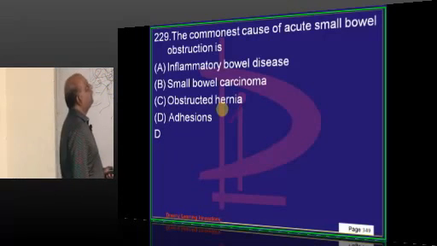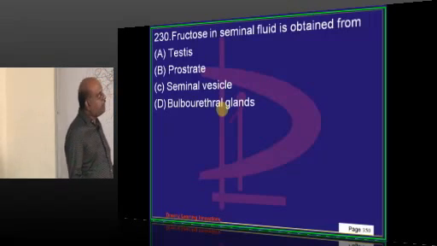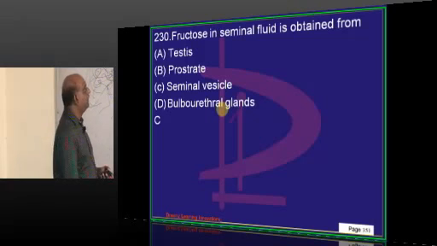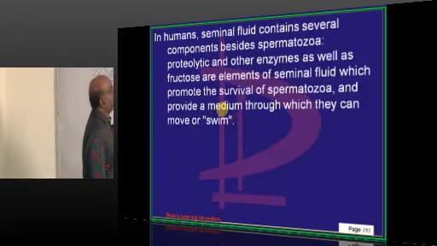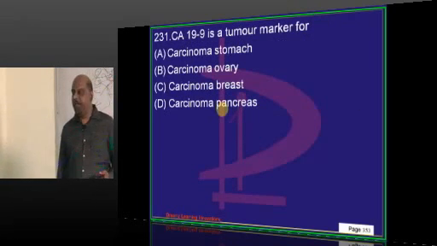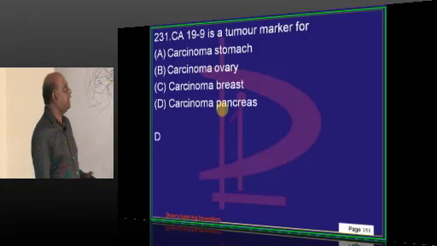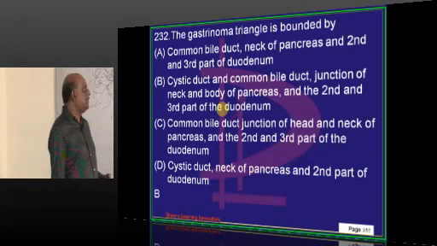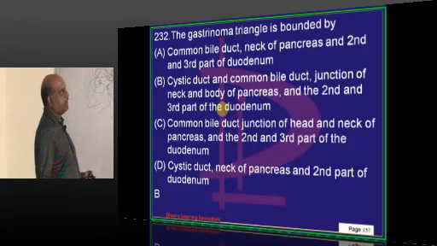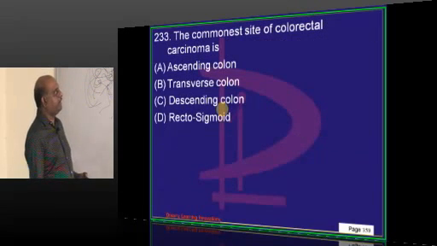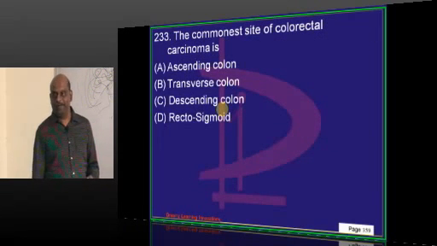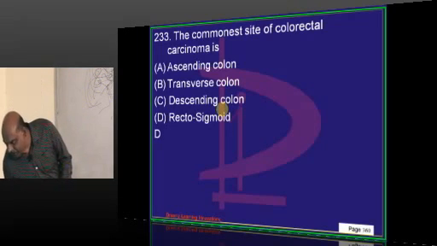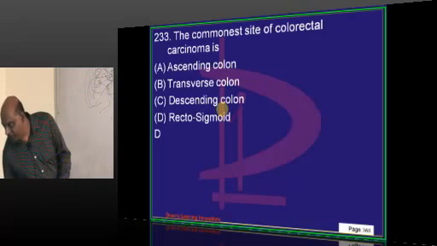Yes. Now the fructose in seminal fluid, how is it basically obtained? It is from the seminal vesicle. CA 19-9 is the tumor marker of carcinoma pancreas. What is the gastrinoma triangle? So you have the cystic duct, common bile duct, and the junction of the neck and body of the pancreas. You know very well. Colorectal carcinoma is most commonly seen in the rectosigmoid, is what you have to basically remember.